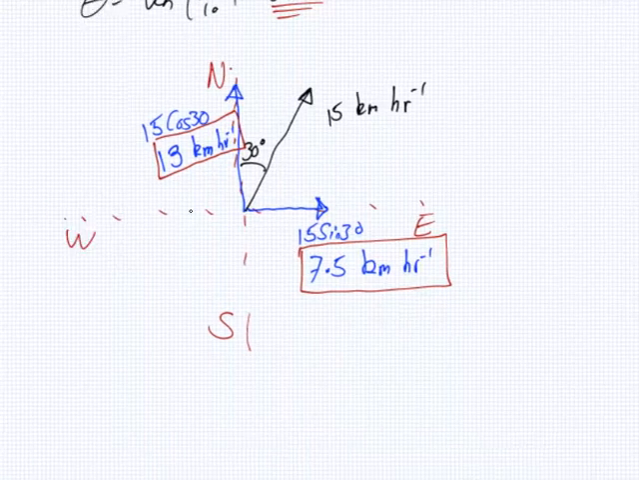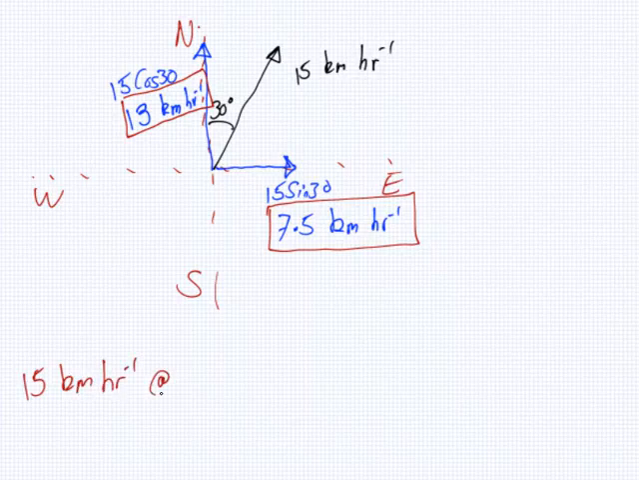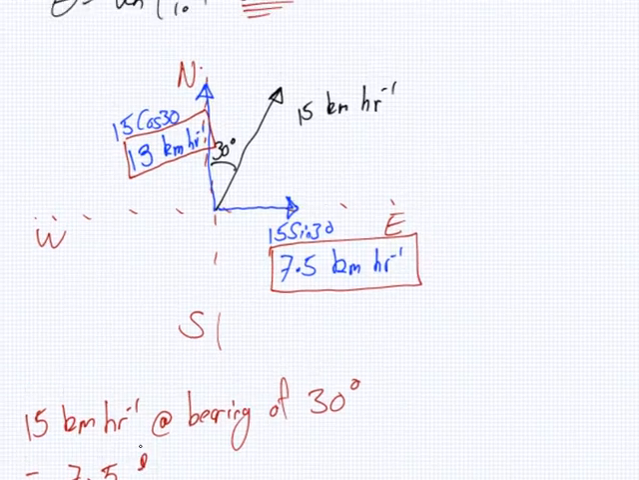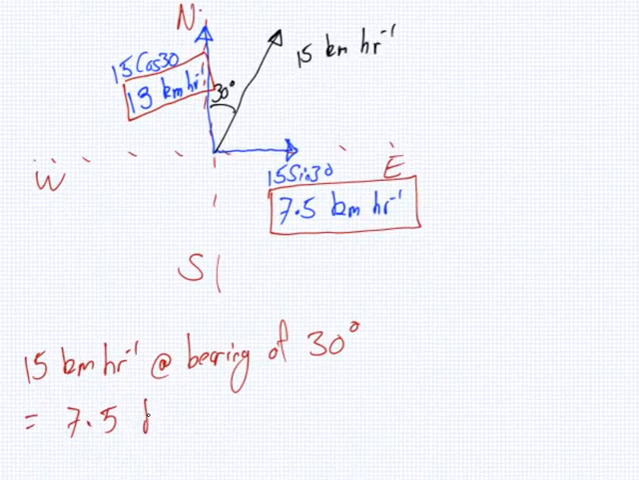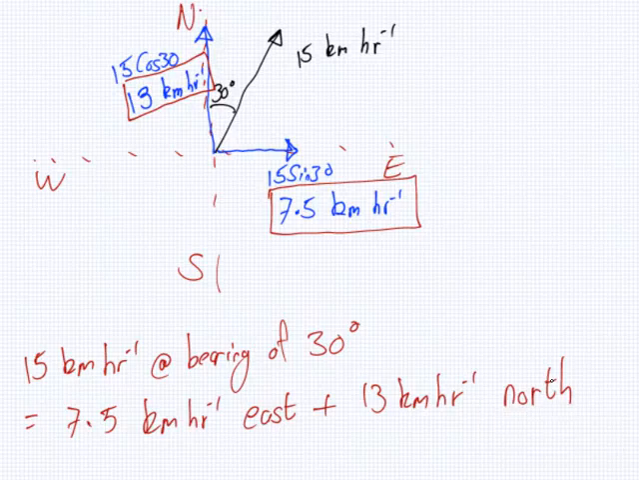And if you want, you can write that down. So you can say 15 kilometers per hour at bearing of 30 degrees is equal to 7.5 kilometers per hour east plus 13 kilometers per hour north. If you want to, you can. You'll do this a lot in physics. It's a very common thing to do in physics.